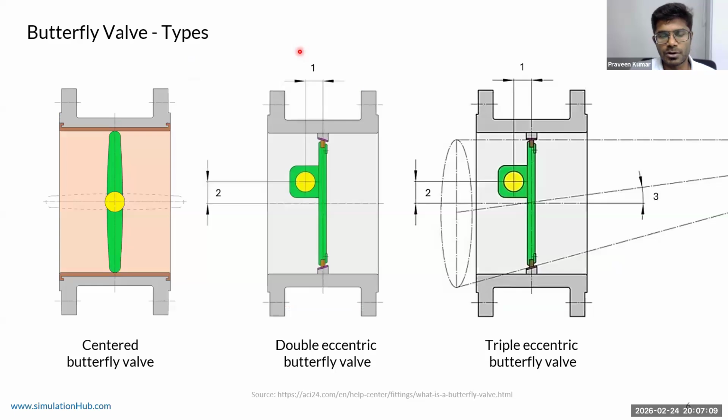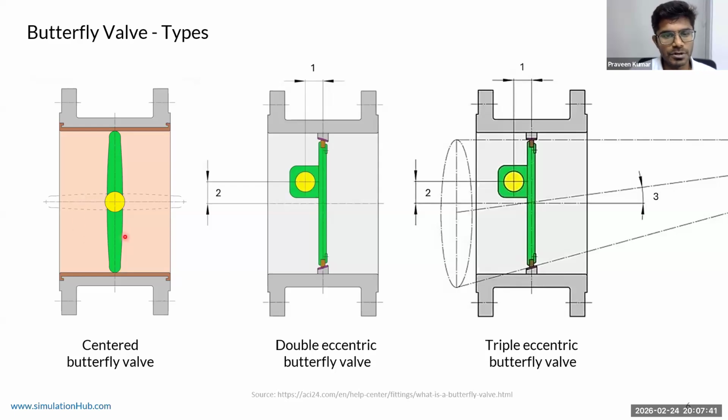Talking about types of butterfly valves, you can categorize them based on the valve body type, wafer, lug, and so on, and the actuation type. But speaking about the design, it can be majorly categorized into three types, depending on the offset: zero offset or centered butterfly valve, double offset or double eccentric, and triple offset or triple eccentric.